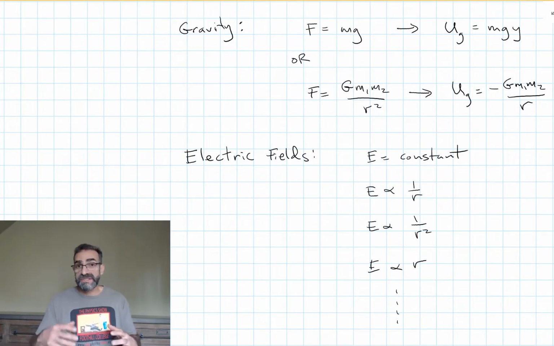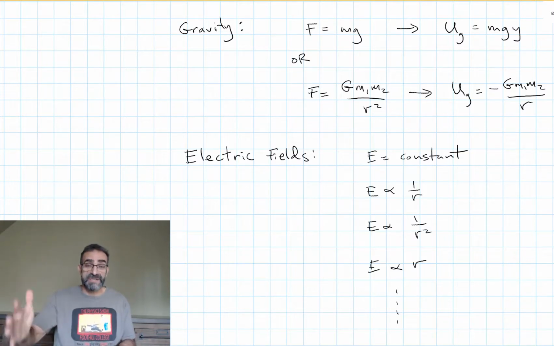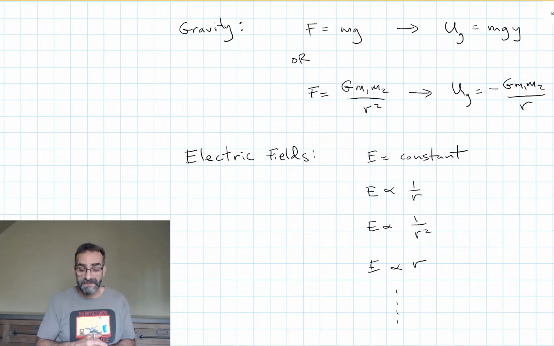We can create charge distributions that create all kinds of different electric fields. We can create an electric field that's constant by having an infinite sheet of charge, which creates a constant, uniform electric field. We can have an electric field that drops off as 1 over r by creating an infinite line charge, instead of a sheet of charge, and now the electric field drops off as 1 over r as we move away from it.